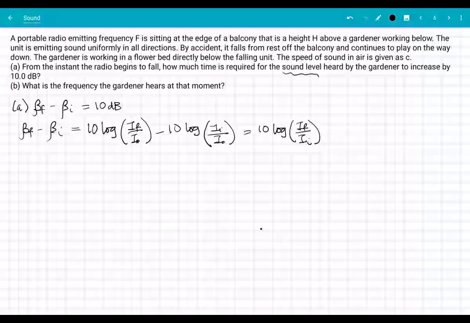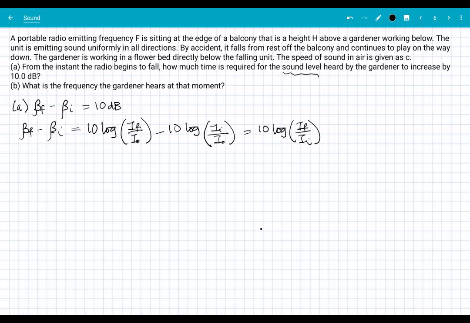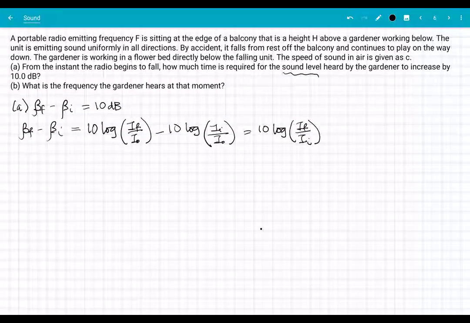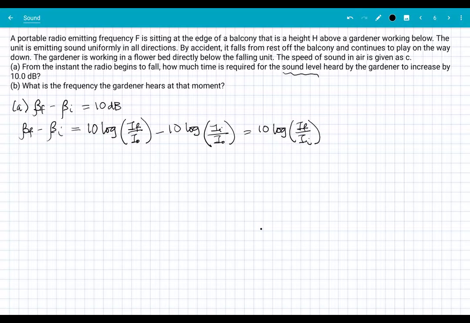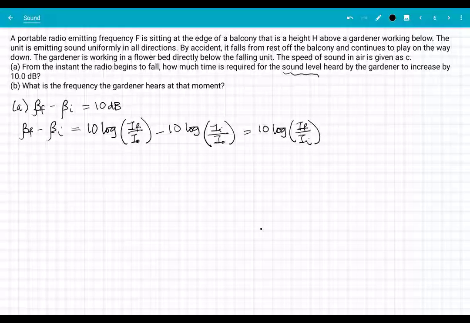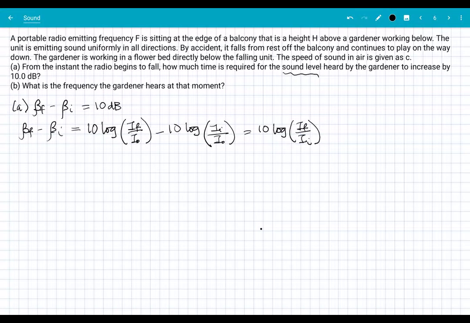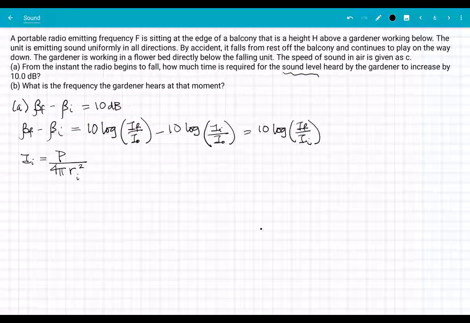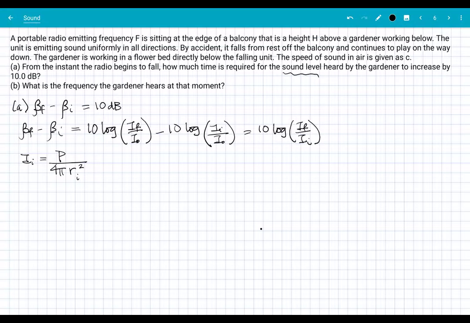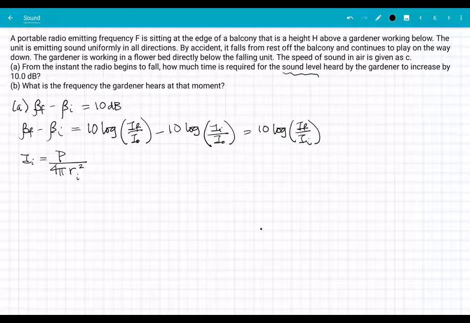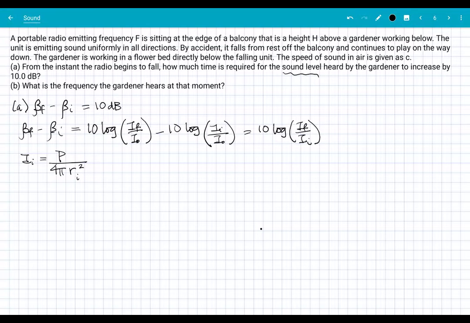spread out over that sound wave bubble, and sound level, which has to do with how sound is perceived by the human ear. Okay, so I've got this relationship now, my difference, my delta in sound level written in terms of intensity. And intensity now, my initial intensity is going to be power, of course, over 4 pi r initial squared. And r, remember, is the distance from the gardener to the radio, just in case you've lost the application that we're working on. It's the distance from the observer to the source of the sound.